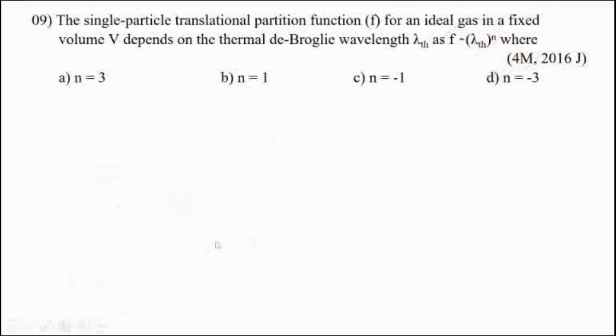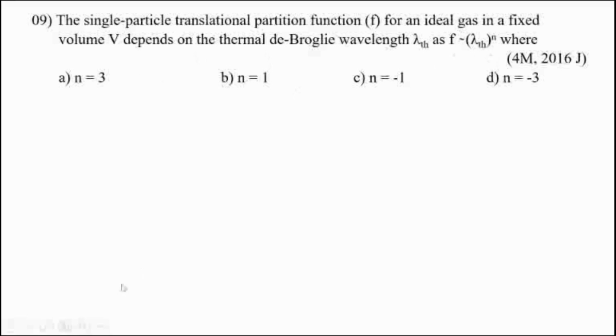See this question. The single particle translational partition function for an ideal gas in a fixed volume V depends on the thermal de Broglie wavelength lambda thermal. They have given that F is proportional to lambda thermal de Broglie wavelength power n. What should be the value of n? Yeah, so we need to find out the value of n.